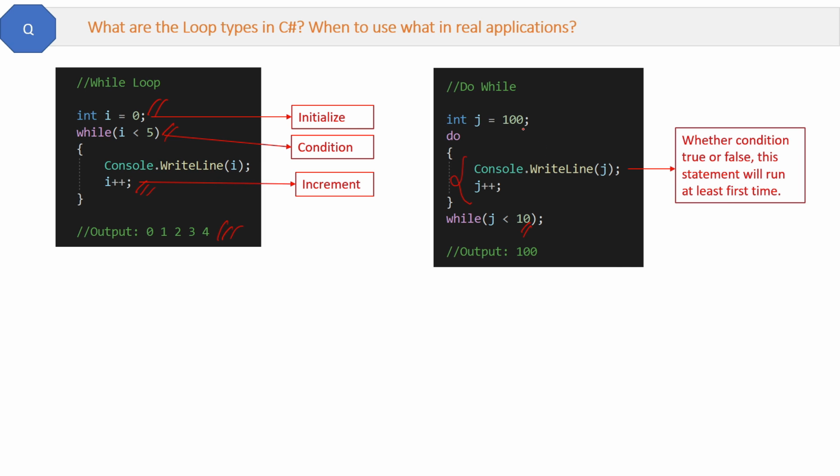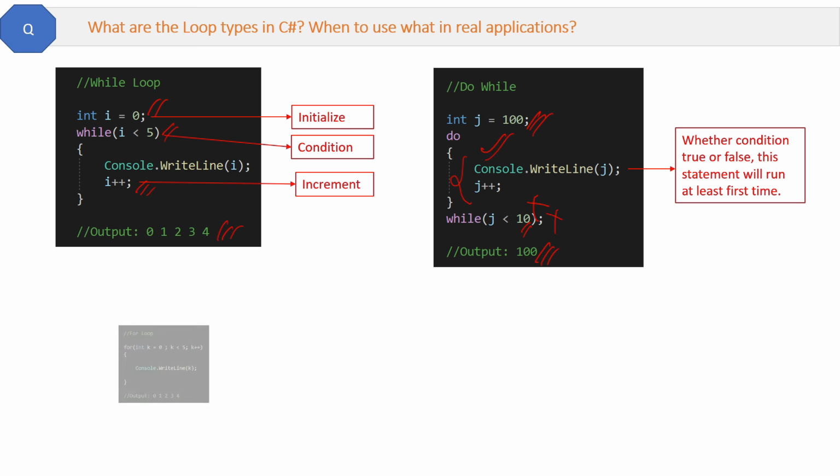Now here you can see the output, it is 100. Even though the condition is false, it is still printed, because j is 100 and it is not less than 10, right? The condition failed, but still the output is printed as 100. So this is the do while loop.